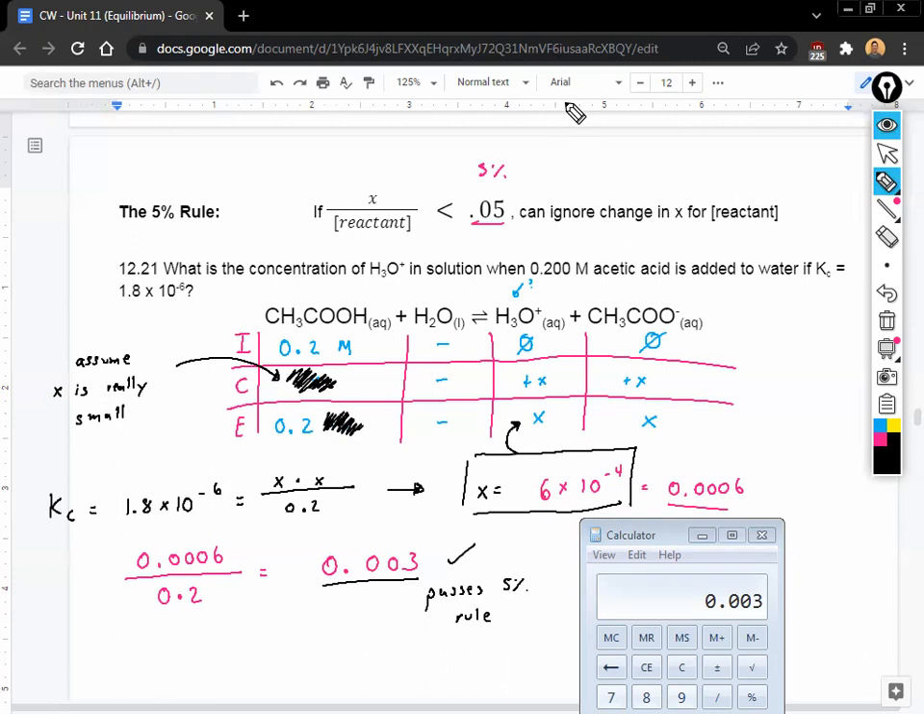Alrighty, any questions on the 5% rule? Ice tables in general? Okay, I'll leave it up here for a second, but if you have the workbook on your Chromebook or something, we're going to get started on 12.22. I'm going to bring it up in a sec after I give the instructions, and I'm going to give you about 5 minutes to do 12.22.